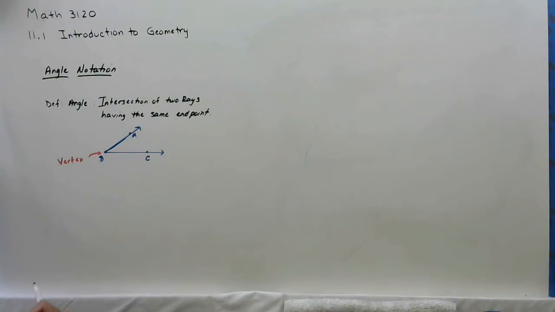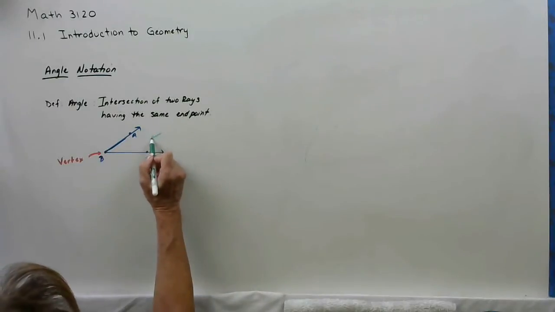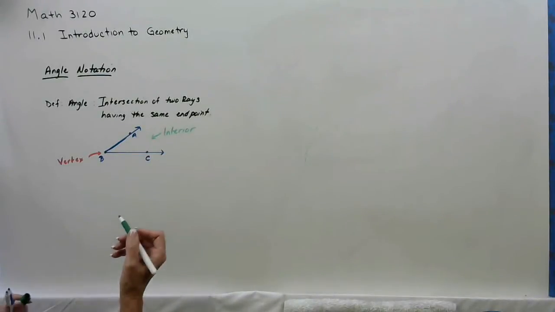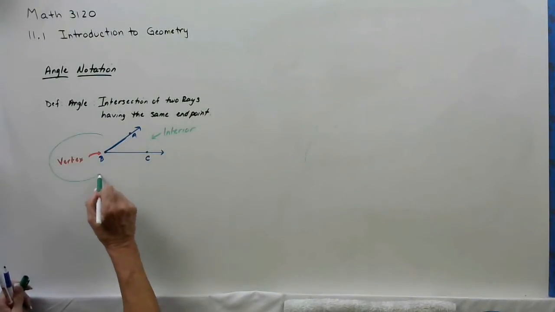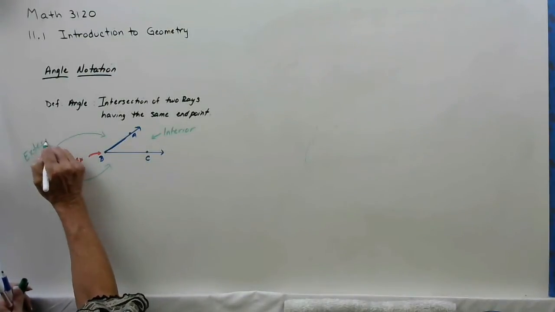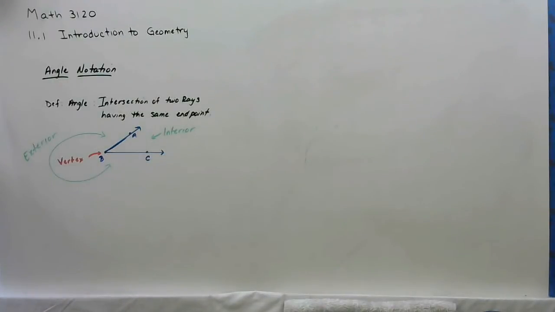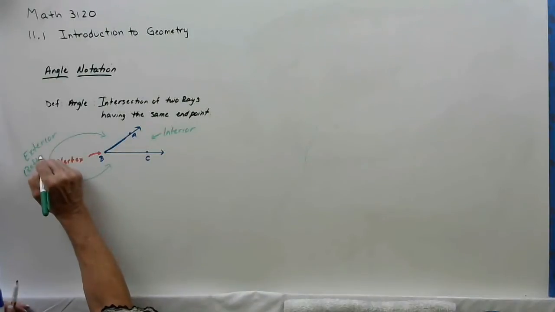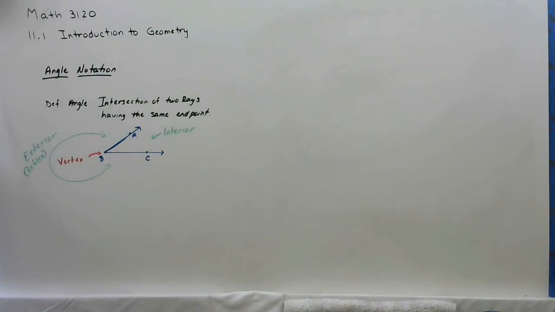Now we also have parts and pieces because we have a lot of ways we could refer to this angle. We have what's called the interior part. Here's the interior part of the angle. And everything around the outside would be considered the exterior part of the angle. Sometimes you also hear it referred to as a reflex angle. Reflex.